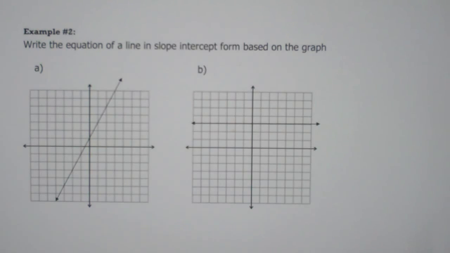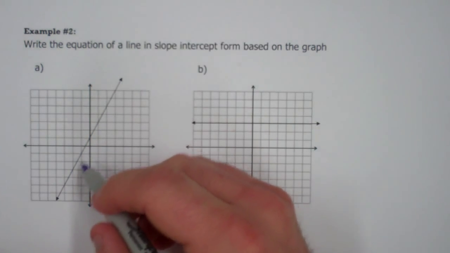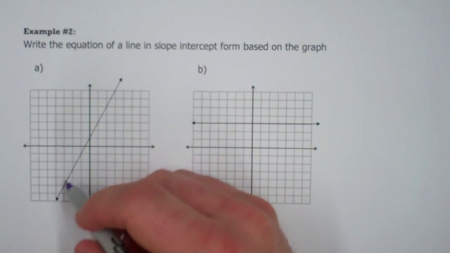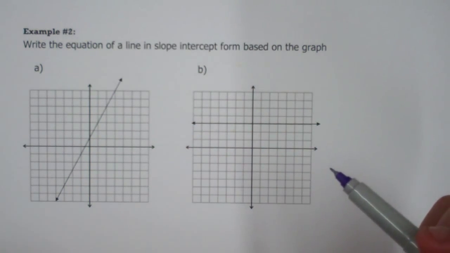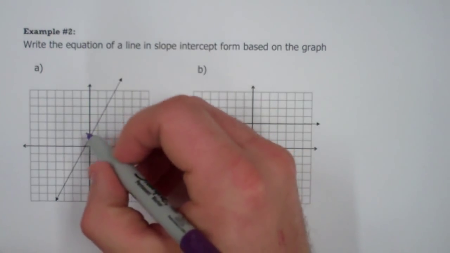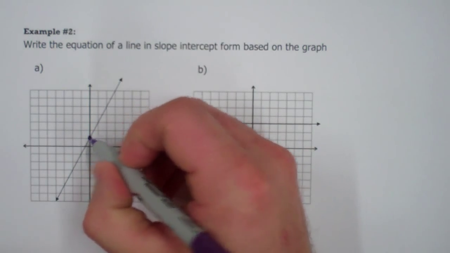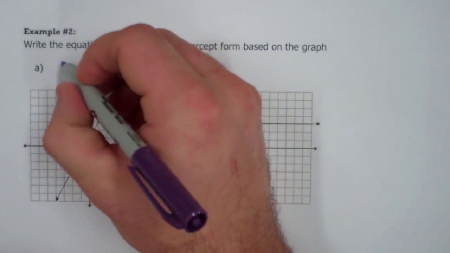In example 2, we're going to write the equation of the line in slope-intercept form based on the graph. We've got a few of them to do. So we have this line right here. There's two things we need. We need to find the y-intercept, and we also need to find the slope. I like to find the y-intercept first. It really doesn't matter which one you do.